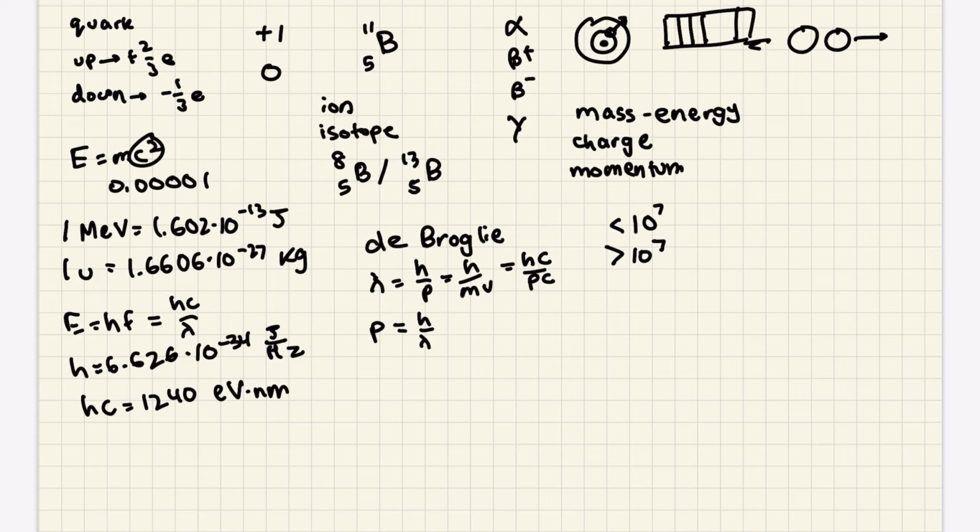That's always going to be constant, no matter what. And so, yeah, if you have more than 10 to the power of 7, that's what we usually consider relativity. That's when there's length dilation and time dilation and things like that.